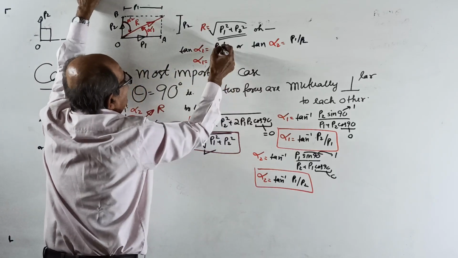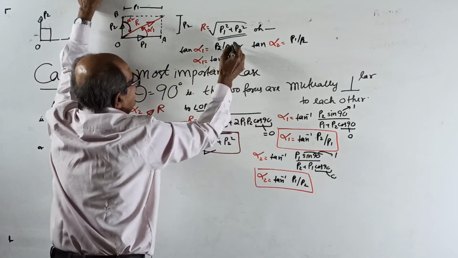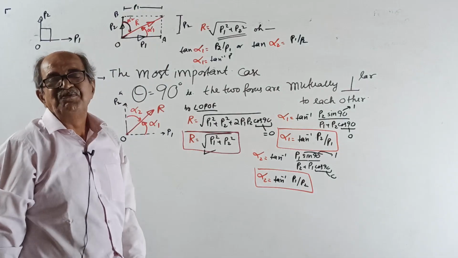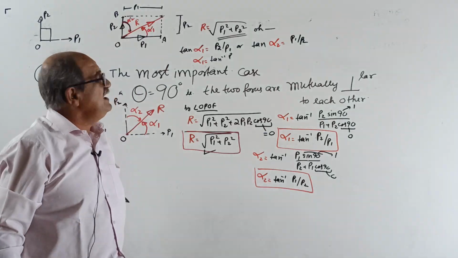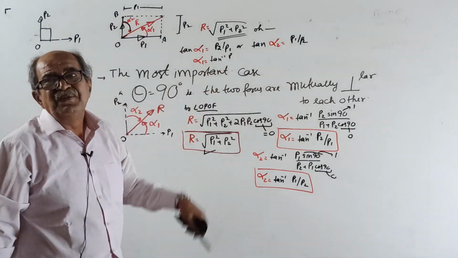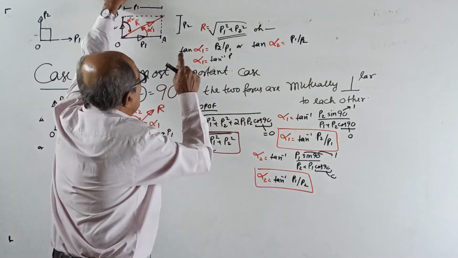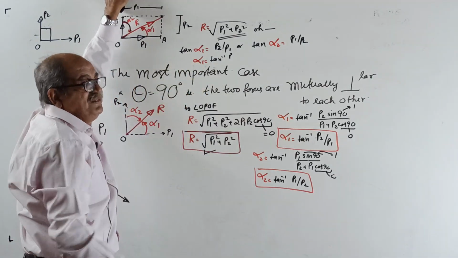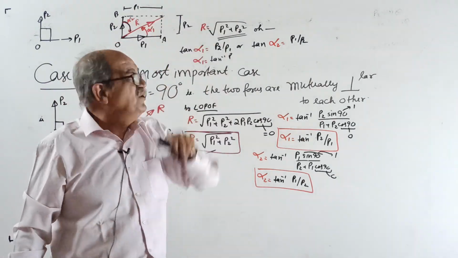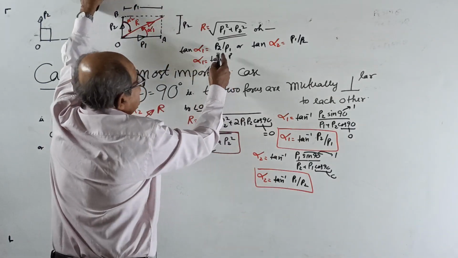What is this one? P2 by P1. This is a writing mistake. It can happen in the class. I am also a human being. But I can make out immediately. How did I come to know? When you want angle alpha 1 with the force P1, the numerator should be the other force. So I suddenly came to know it was a reading mistake.